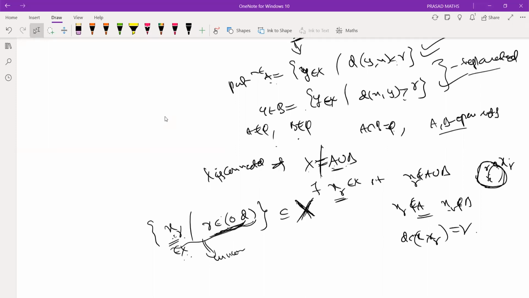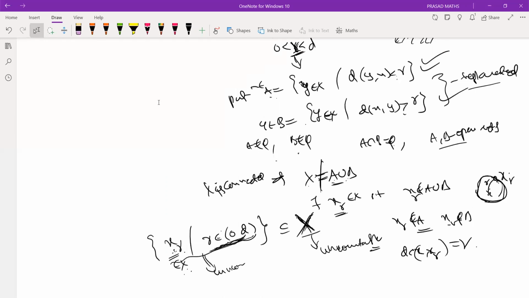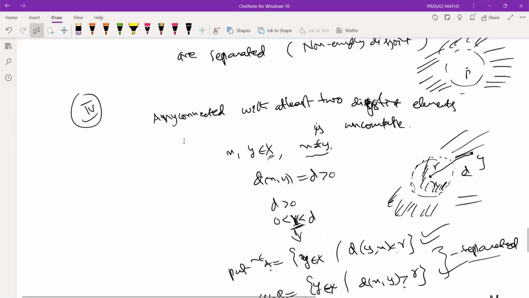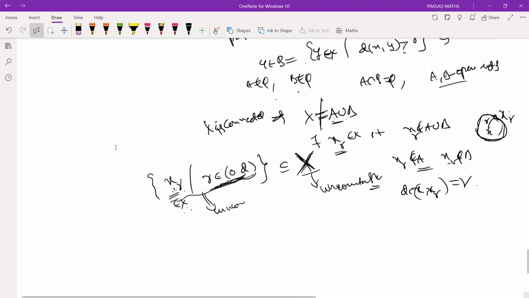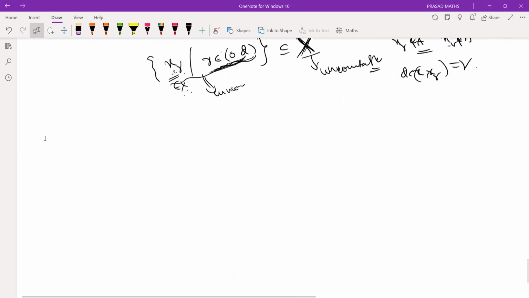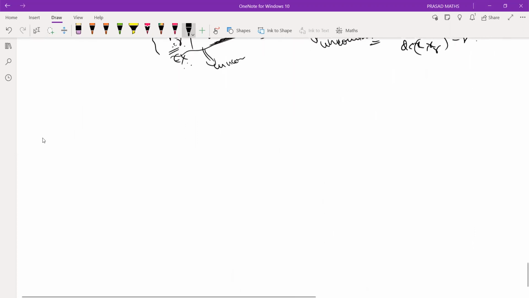So the left side set is an uncountable set, and a superset of an uncountable set is always uncountable. Therefore, X is uncountable. This is a very strong problem. It is in Rudin. These are all problems in Rudin. So any connected set with at least two distinct elements is always uncountable. Always uncountable.